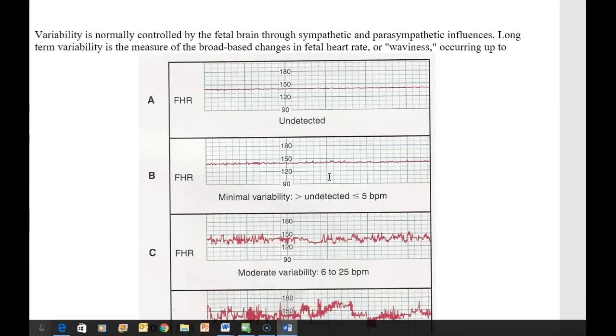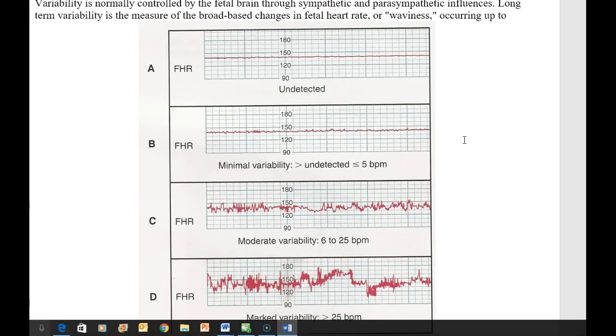Okay, so now let's talk about what the actual fetal heart rate looks like on the paper. This is called variability. And variability is controlled by the fetal brain through the sympathetic and parasympathetic nervous system. Long-term variability is the measure of the broad-based changes in the fetal heart rate, or the waviness. So I kind of equate this to the Glasgow Coma Scale.